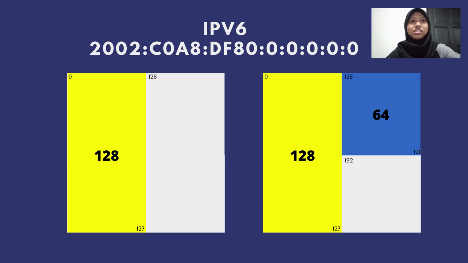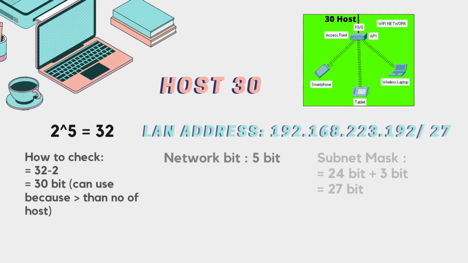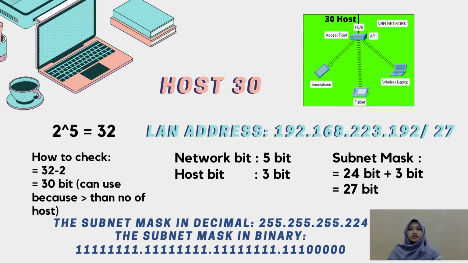So that's the answer. Note that the green one is the third largest host, which is 30 hosts. Then we need to find the network bit and also the host bit. That is why we need to use 2 power of 5, which is equal to 32. Then we get that the network bit is 5 and the host bit is 3. To check whether 2 power of 5 is the right value or not, we can minus 2. 32 minus 2 equals 30. It means that we can use it because it is bigger than the number of hosts.